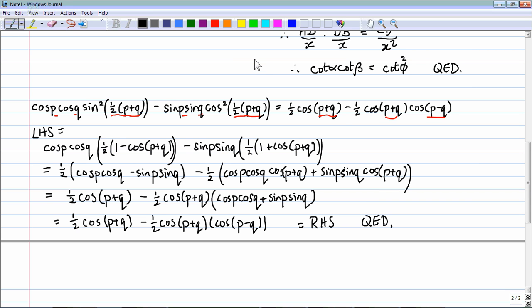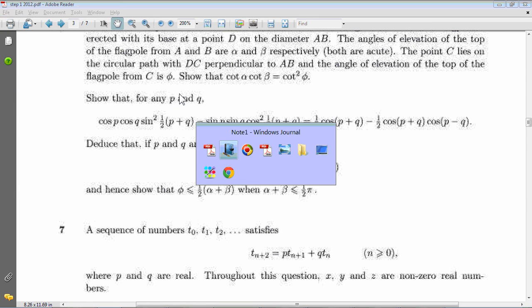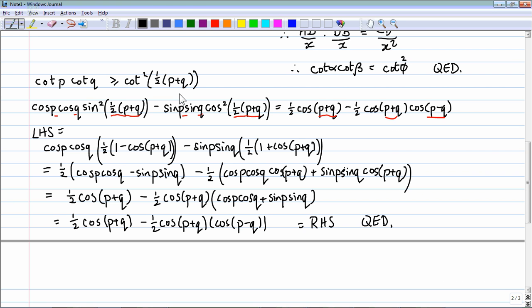So if you look on the left-hand side, it looks very promising, because we want cot p. Let me write it here actually in the right form. We're looking for cot p cot q, and I think it was greater than or equal to cot squared half p plus q. Let me just double check I got the sign right. Yeah. So that's what we're looking for. Let me mark that out in a different colour. That's what we're aiming at.